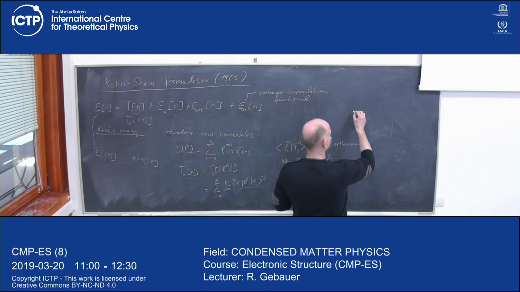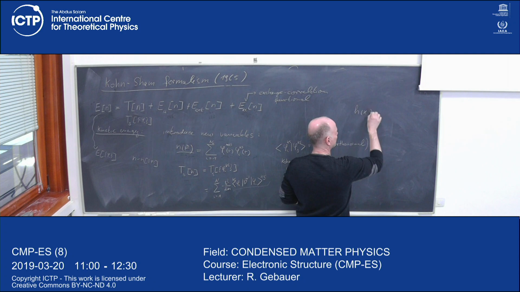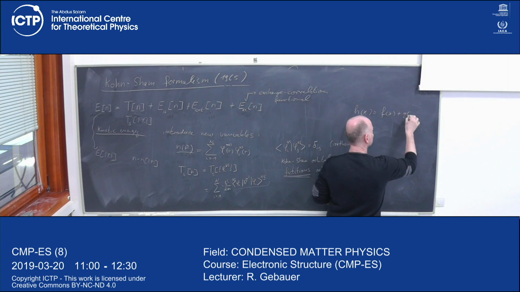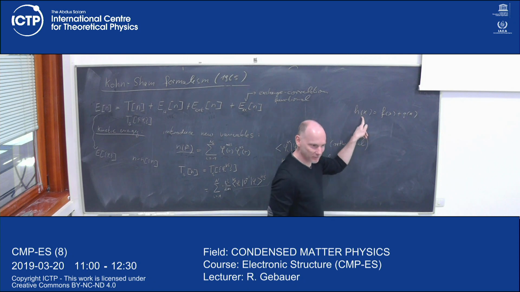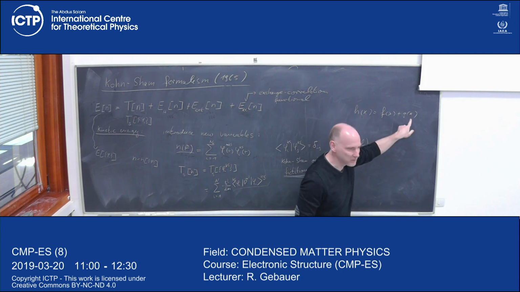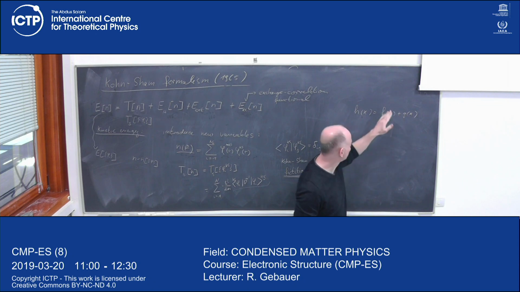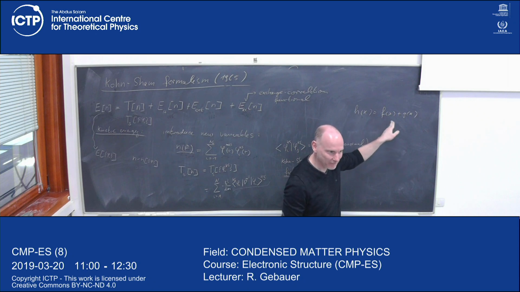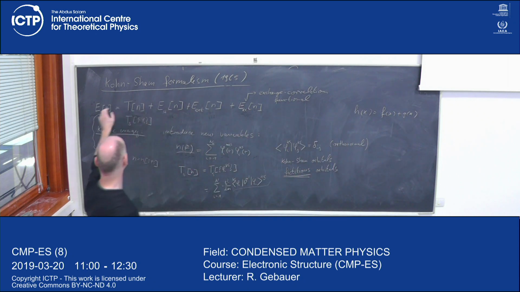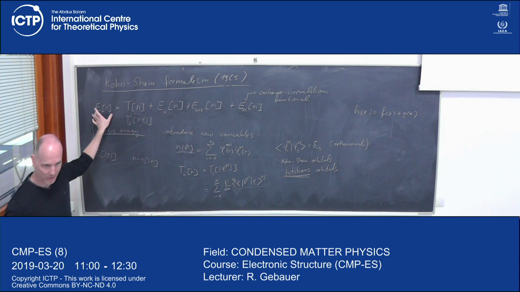I mean, if you have a function h of x, which is f of x plus g of x, and you minimize this with respect to x, the minimum is not the minimum of this or the minimum of that. No, the x which minimizes the sum depends on f and g at the same time. Okay, so we are minimizing this here with respect to the phi's.